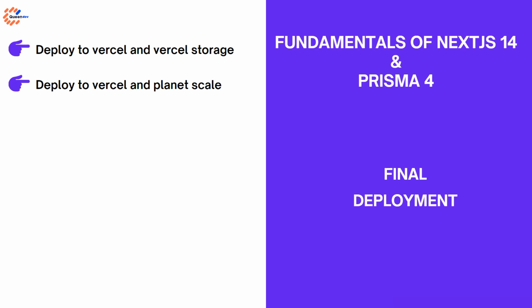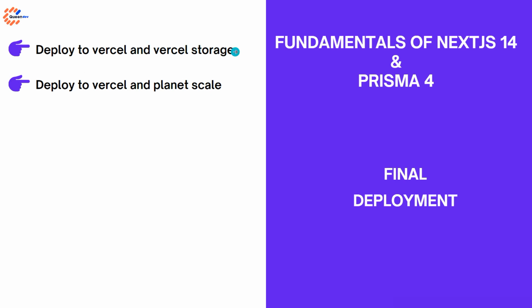In this part we are just going to be deploying the application which we have been building, and we have two deployment options here. There are many other ways in which you can deploy a Next.js application with a relational database, but here I'll go with Vercel and Vercel Storage, which uses Postgres, and I'm also going to deploy this application to Vercel and PlanetScale. PlanetScale is using MySQL. So with that said, let's see how we are going to deploy the application.